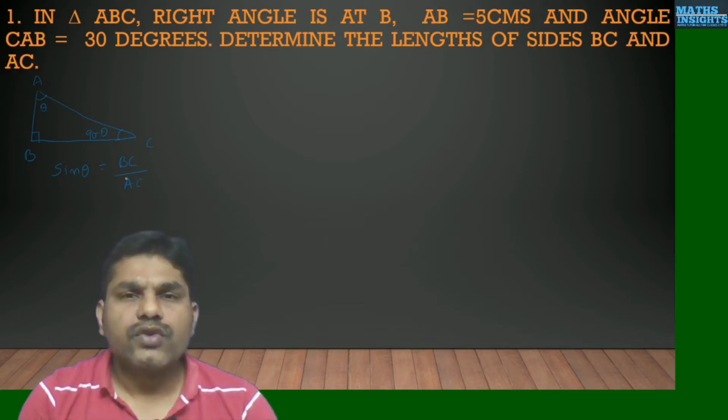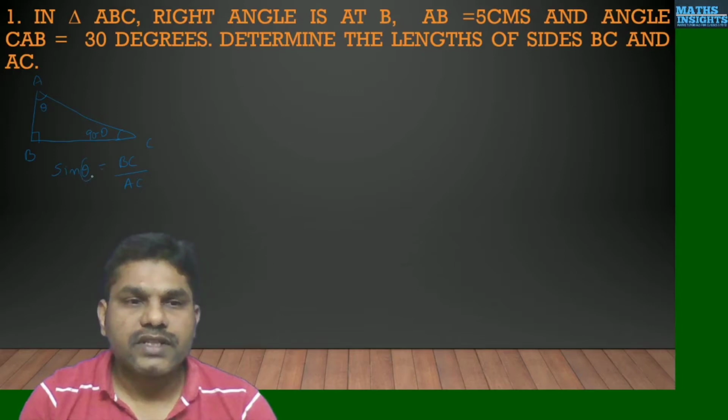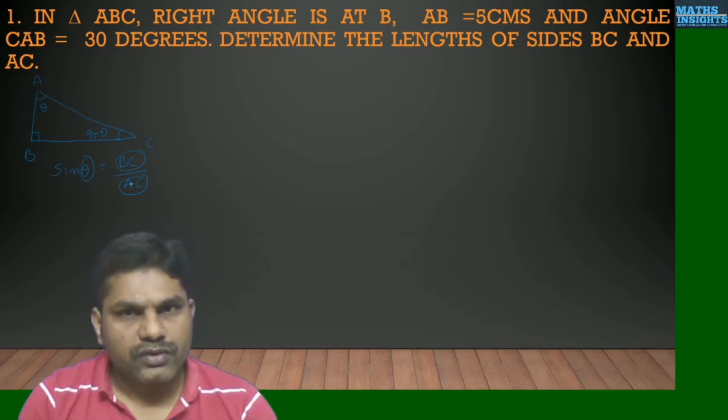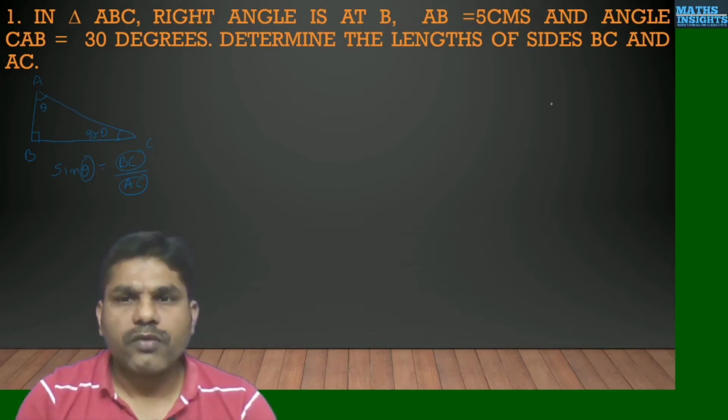In this, you have three variables, meaning three unknowns. The first one is theta, second one is side BC, third one is side AC. In these three unknowns, if you know any two, either angle and side or side and side, whatever it may be, then you can find the third variable. Otherwise, you cannot find.